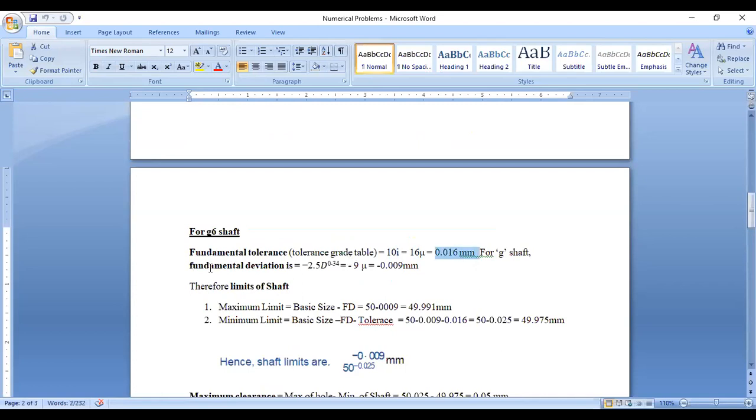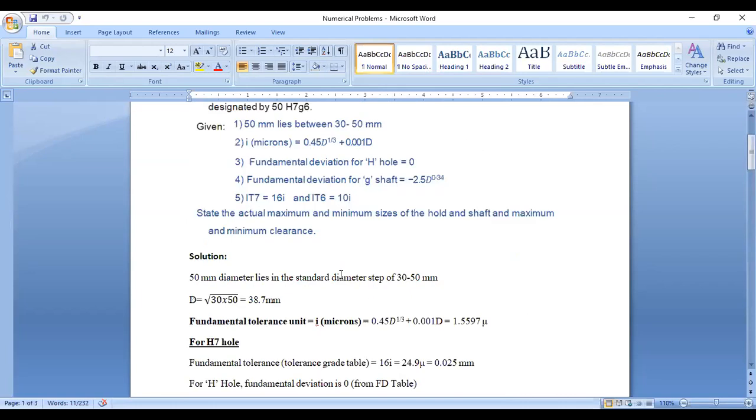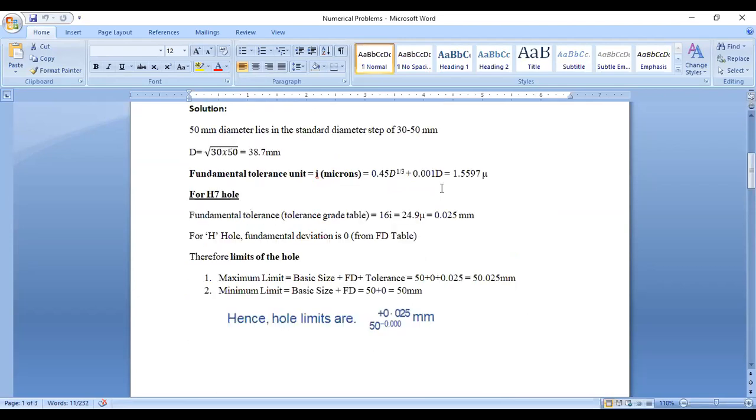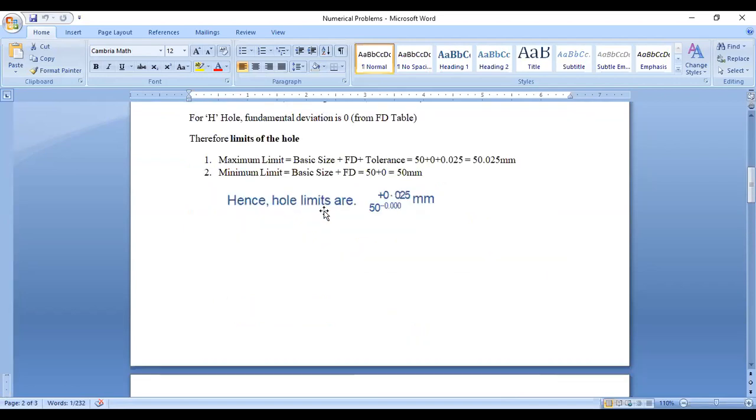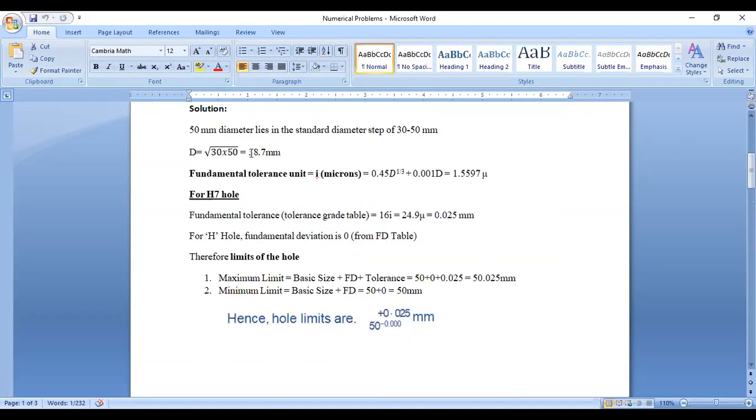And the fundamental deviation of the shaft G is not 0. Don't take directly 0. It is 0 only for hole H and shaft h. If it is other than H, then it will be some equation. So here it is given, the fundamental deviation of G shaft is minus 2.5 D raised to 0.34. That equation you have to use. Substitute the value of D, which you found out earlier already. That is 38.7. Directly you substitute.